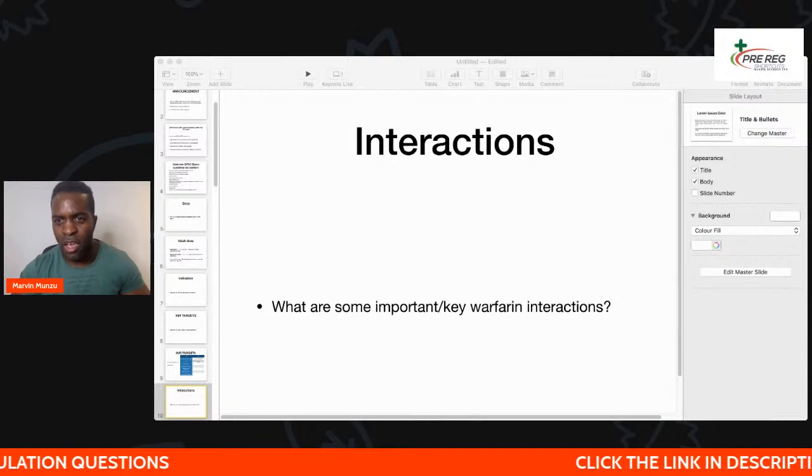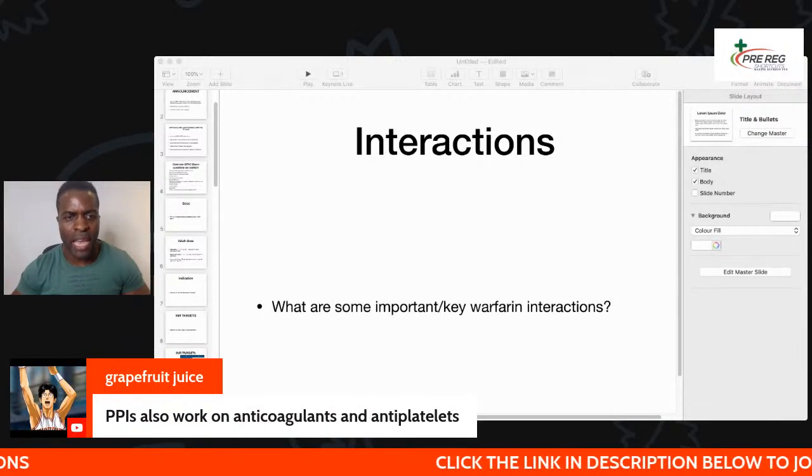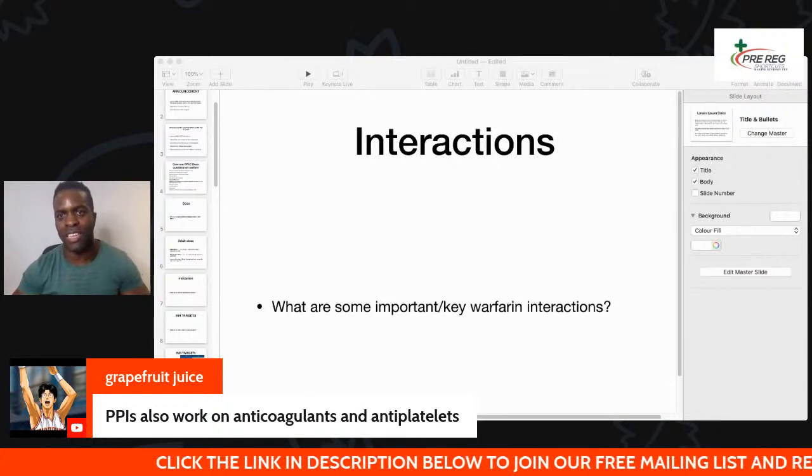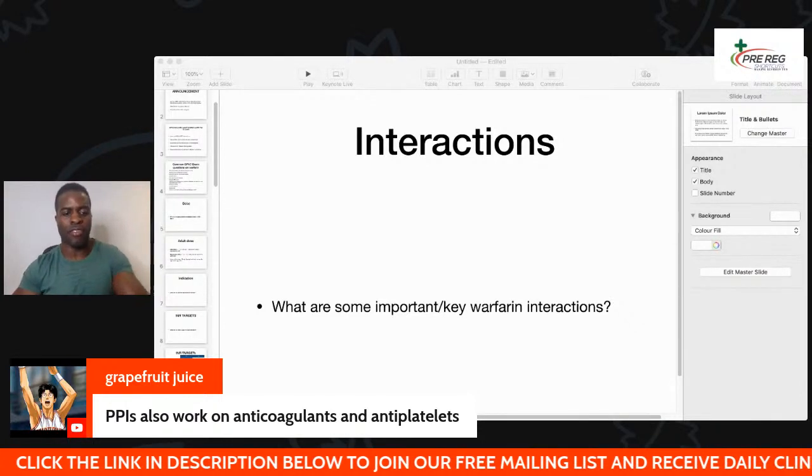Grapefruit juice says PPIs also work on anticoagulants and antiplatelets. Yes, that's correct. Great stuff.